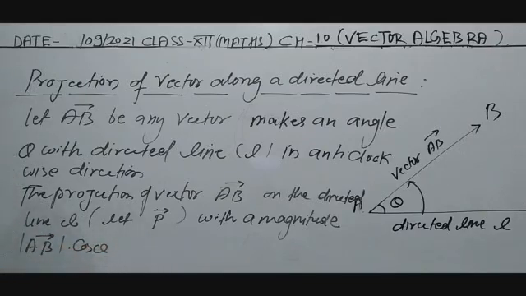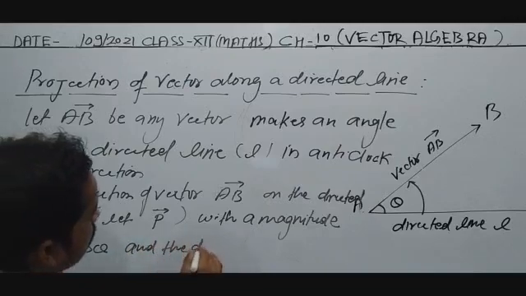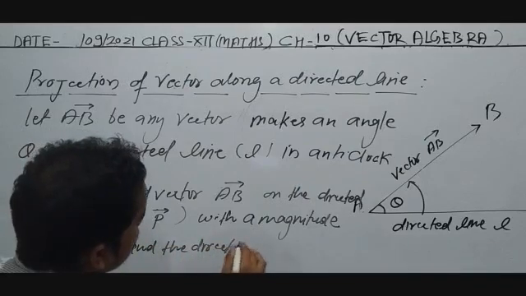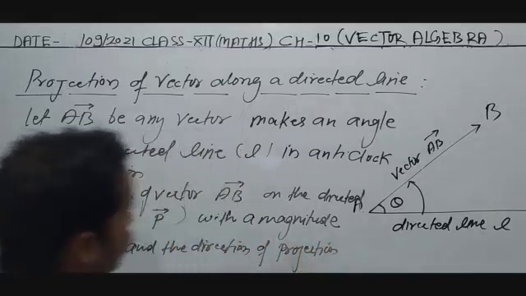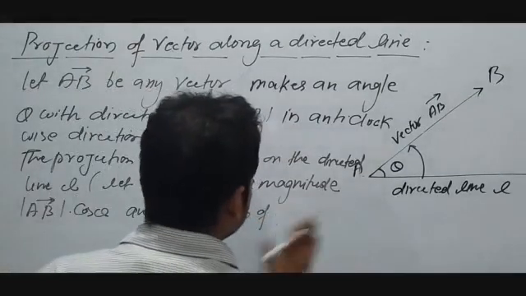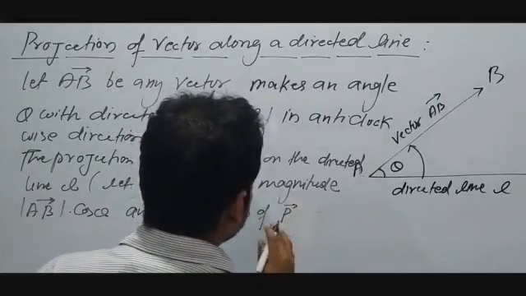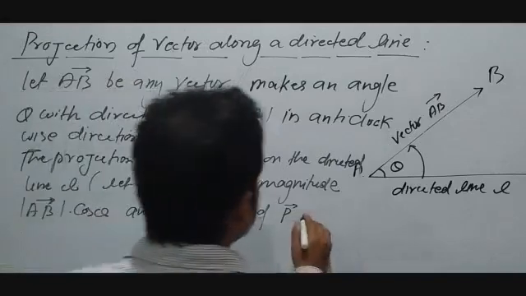This is the magnitude of projection of vector, and the direction of projection of vectors. Suppose the direction of vector p, and vector p means this is the projection, is the same as the direction of p.